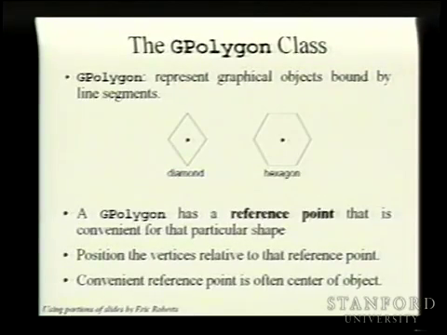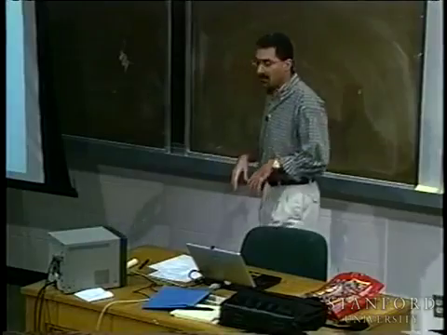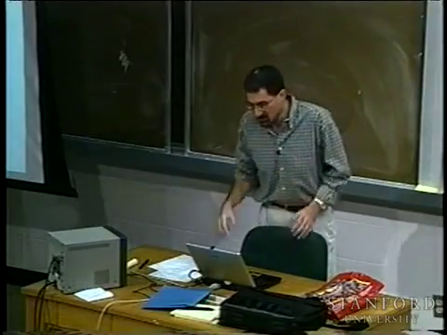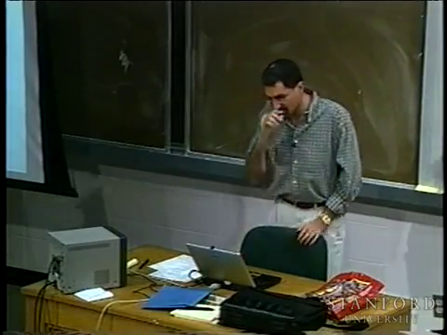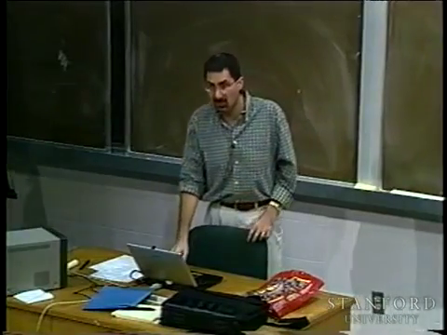You just got to make sure that when you tell it what the vertices are, you lay them out in the right order. But oftentimes the center of the polygon, if it's a regular polygon, which means it's symmetric all around, then the center is often easiest. So I'll show you some examples of this, how you actually construct one of these GPolygon objects.